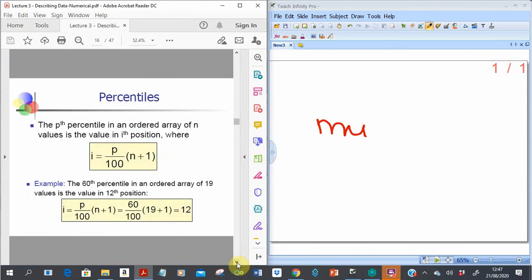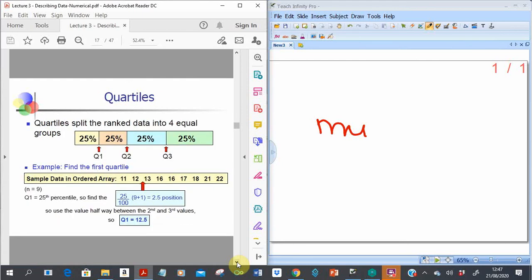So the ith percentile position is given by that formula: the percentile over 100 multiplied by n plus 1. An example is given and you can follow it up. The quartiles, we know a quarter is just 1/4, so you have 4 equal parts.